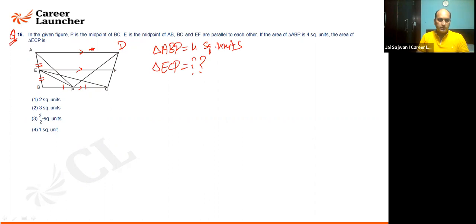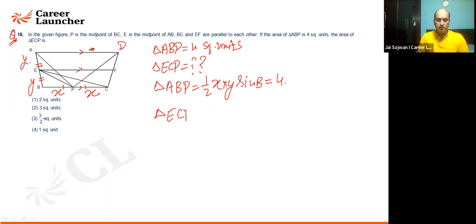Okay. Now it is ABP. I know if the length of this is X, this will also be X. If this is Y, this will also be Y. So when I talk about the area of ABP, can I say it is half of X into Y into sine of the angle between them, equal to 4 square units. What is ECP? Now when I talk about ECP, I would say it is half of EBC. It is half of the area of triangle EBC.